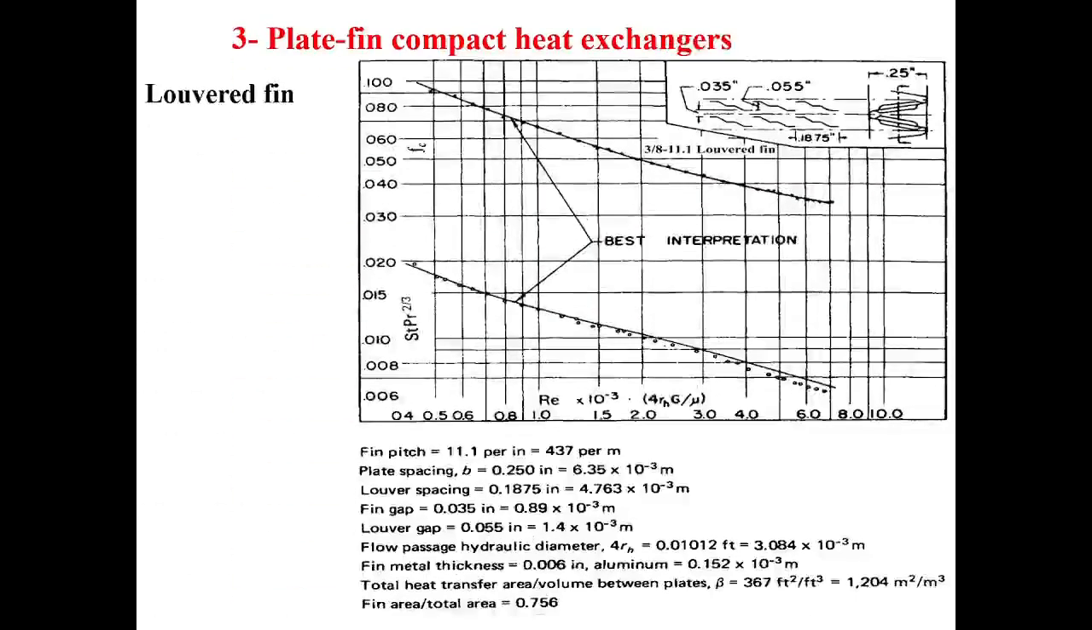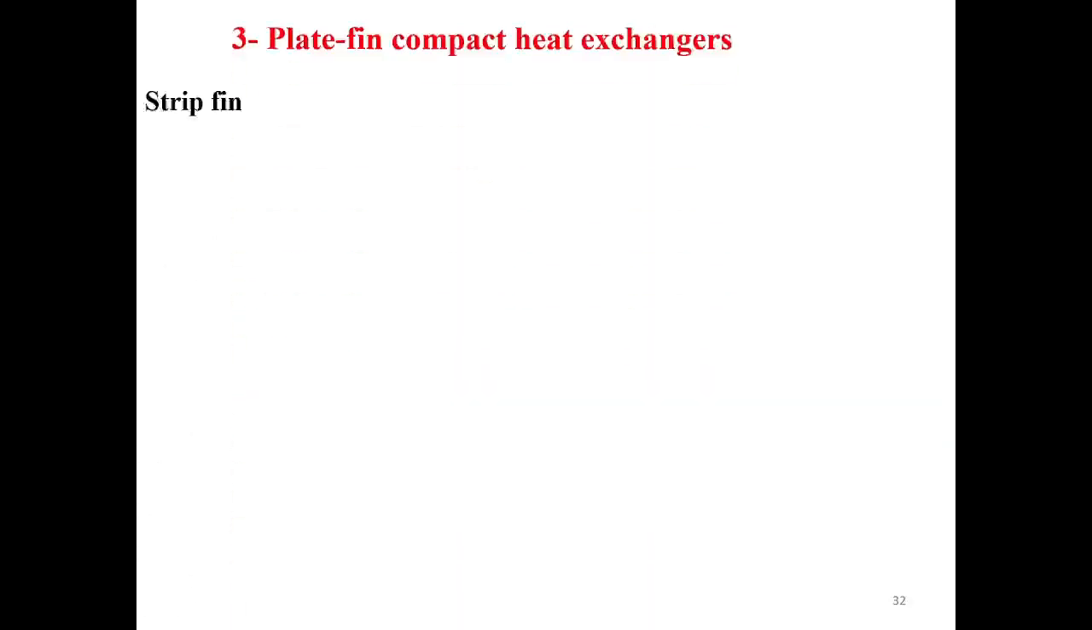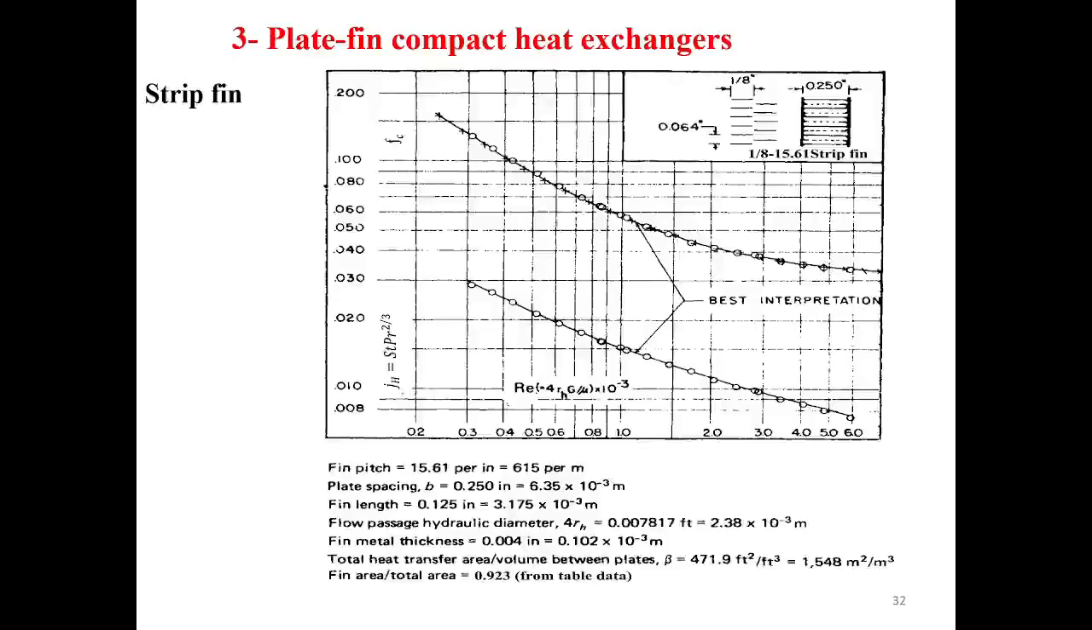For a louvered fin, this is 3/8-11.1 louvered fin. This is another surface, another type of fin. Geometrical data are also here. And just to show you some types of these surfaces, strip fin. This surface is 1/8-15.61 strip fin. Again, the two curves for the friction coefficient and the Colburn modulus, along with Reynolds number on the x-axis. Geometrical data are given.